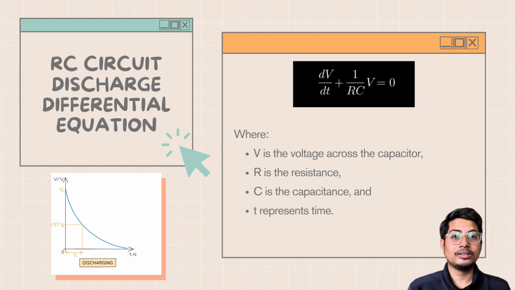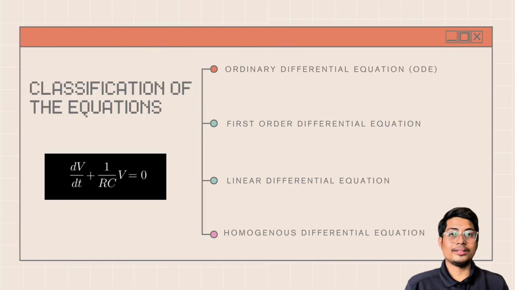In this equation, V represents the voltage across the capacitor, R is the resistance, C is the capacitance, and t represents time. This equation describes how the voltage decays over time due to the resistor dissipating energy. Now, let's classify this differential equation based on its properties.